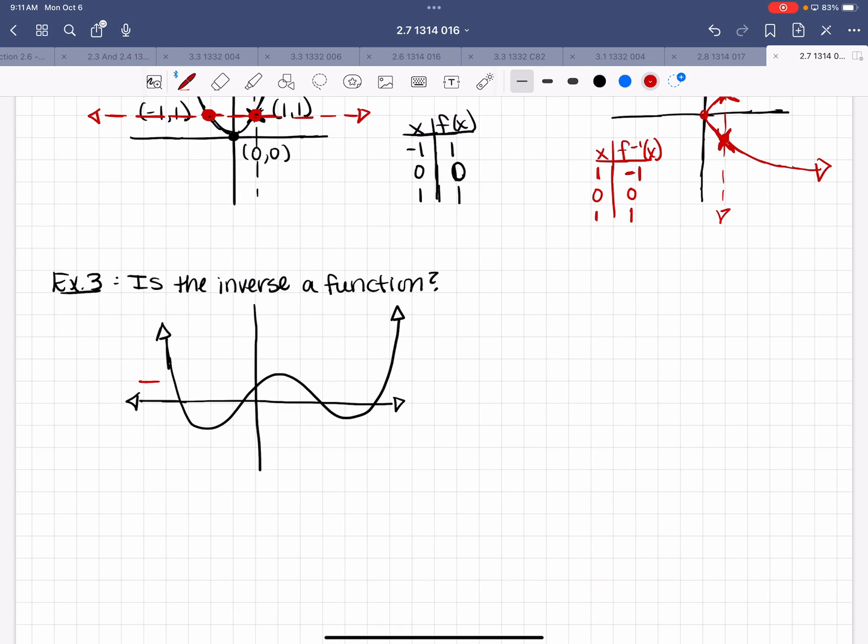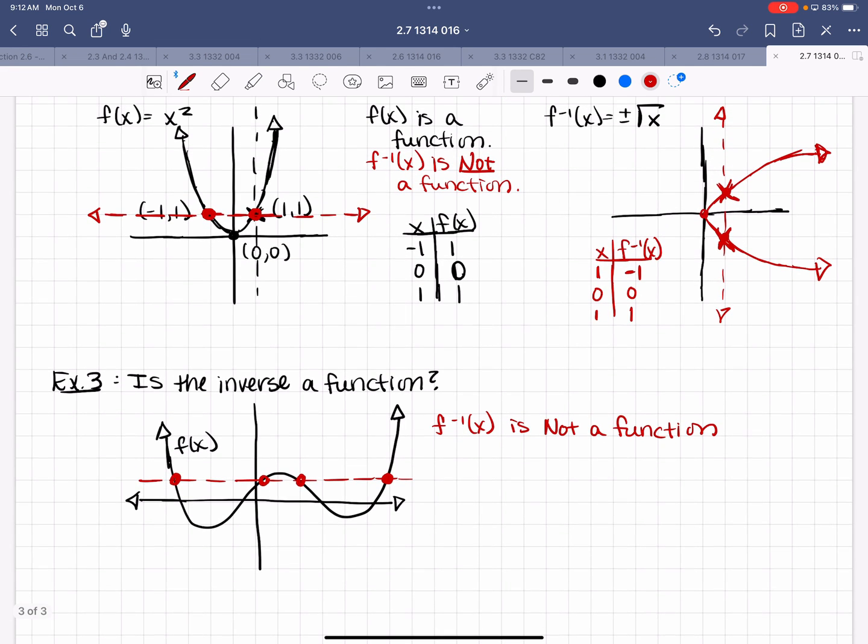All we got to do is draw a horizontal line. And you tell me, does it hit the graph more than once? Yes. 1, 2, 3, 4. Okay. So that tells me that of course if this is f of x, then its inverse is not a function. This would literally turn on its side just like the parabola did, and you'd have a W on its side. Okay? Same shape, just turned sideways.